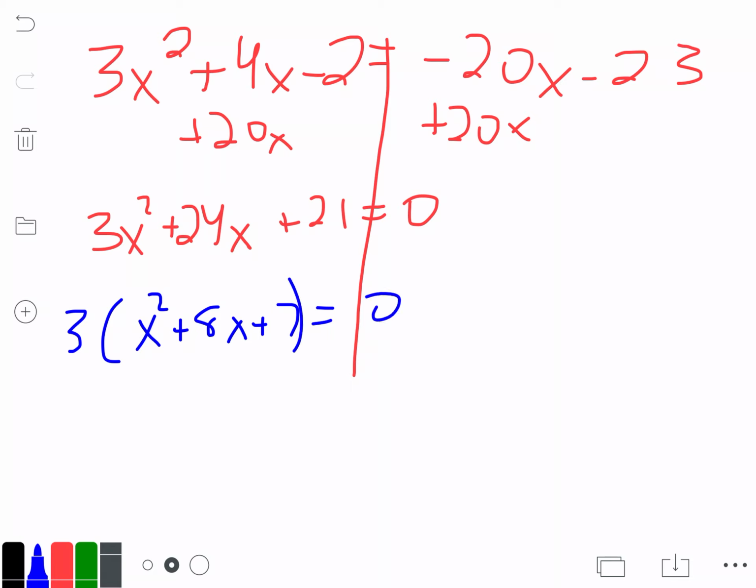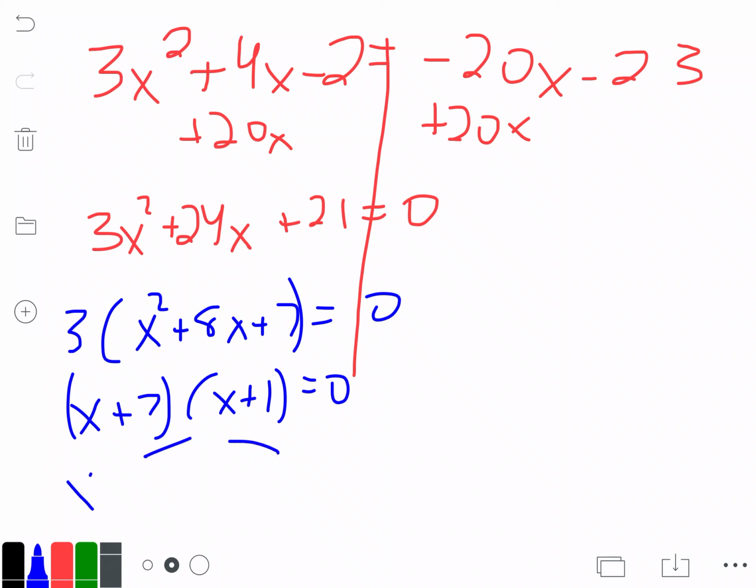So what two numbers multiply to get to a 7 that add to get to an 8 is going to be 7 and 1. So it'll be x plus 7 times x plus 1 equals 0. So then what we're going to have to do is break this up into our two equations. So x plus 7 equals 0, x plus 1 equals 0.